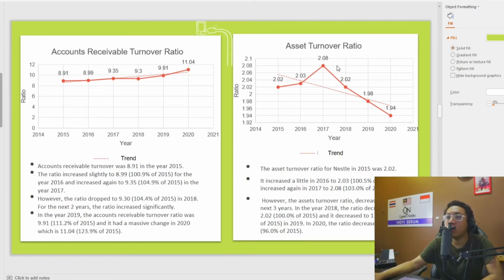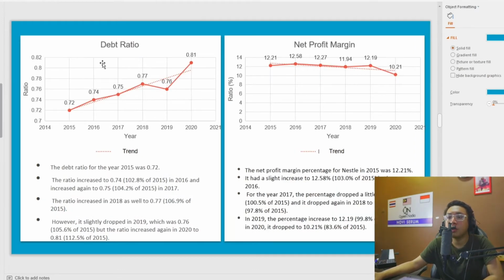For the asset turnover ratio, in the first year, it had 2.02 and then it increased to 2.03 and then it increased to 2.08 and then it decreased all the way back to 1.94 in 3 years. For the debt ratio, in the first year, it had 0.72 and then it increased to 0.74 and then increased to 0.75.